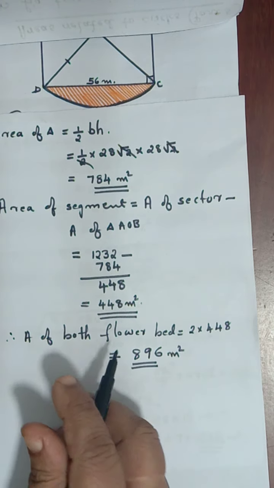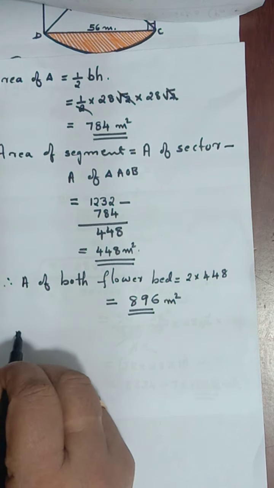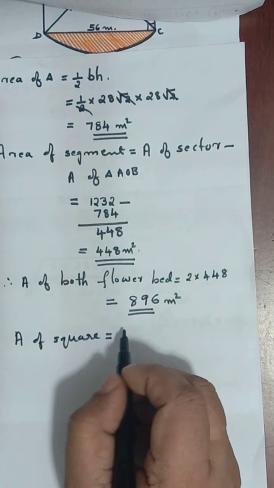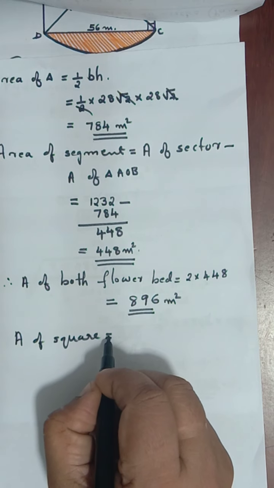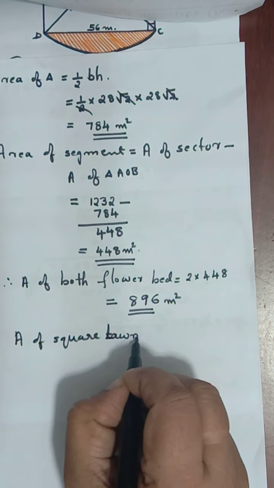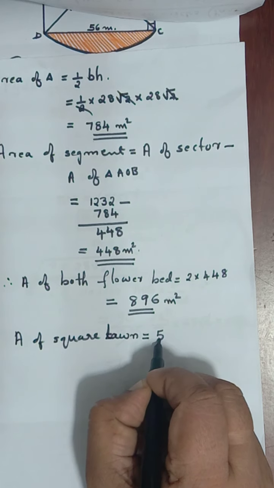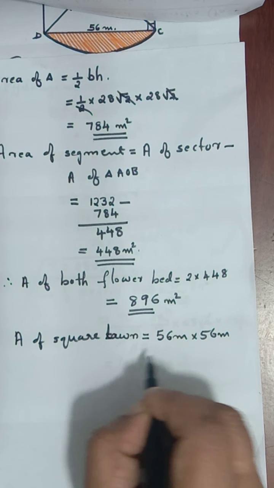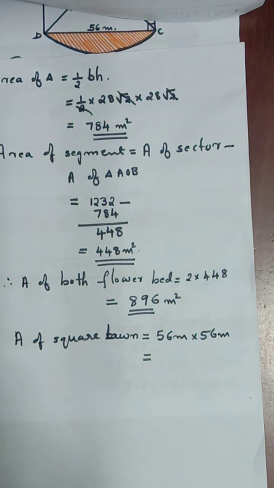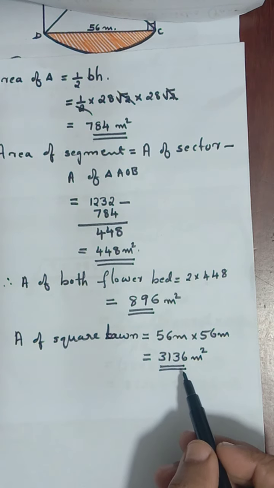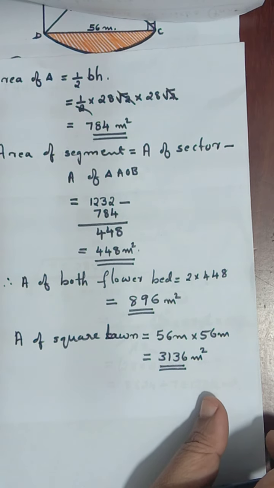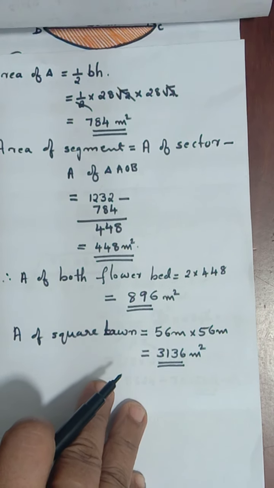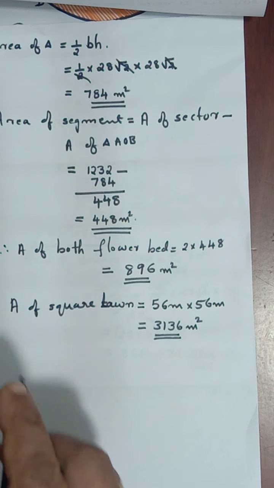That is the square lawn. Area of the square lawn we can write, that is equal to side into side. Side is 56 meter into 56 meter. Multiply, we will be getting 3136 meters square. That is the area of the square lawn. Now we have to find out the total area. Total area means both the flower beds plus area of the square lawn.